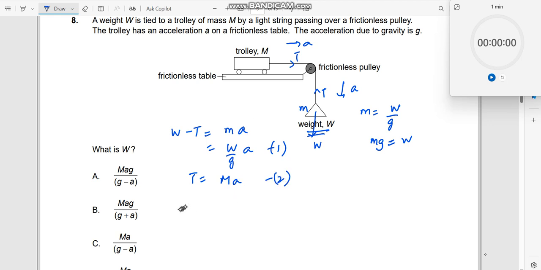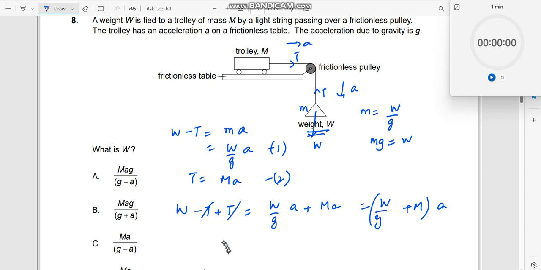Add up these two. When I add up these two, what do we get? W minus T plus T should be equal to W by g into A plus M into A, which should be equal to W by g plus M, whole multiplied by A. What do I need now? I need the value of W. This is not sufficient for me, I want this one. So I will cancel this, and now I will bring this one on the other side.